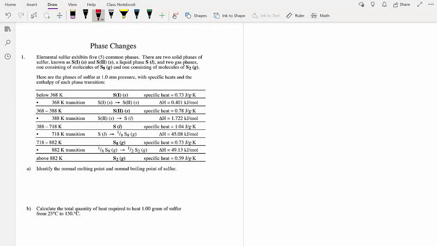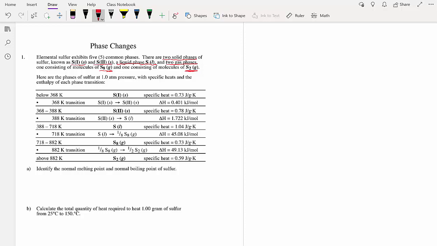Let us now solve this problem together. Elemental sulfur exhibits 5 common phases. There are 2 solid phases, known as S1 and S2. There is a liquid phase, which is known as S(L), and 2 gas phases. The first gas phase is S8 and the second one is S2.